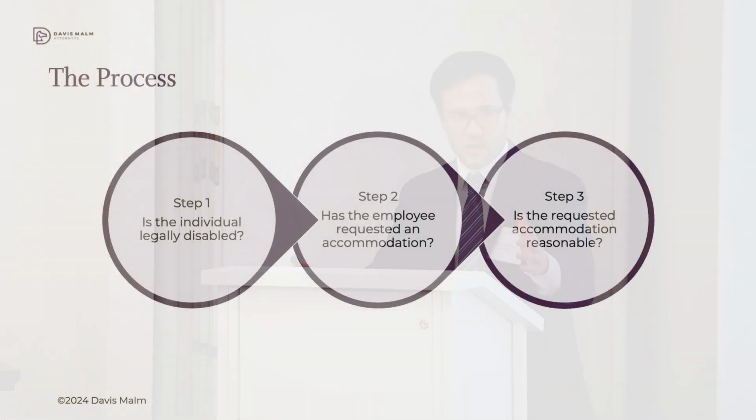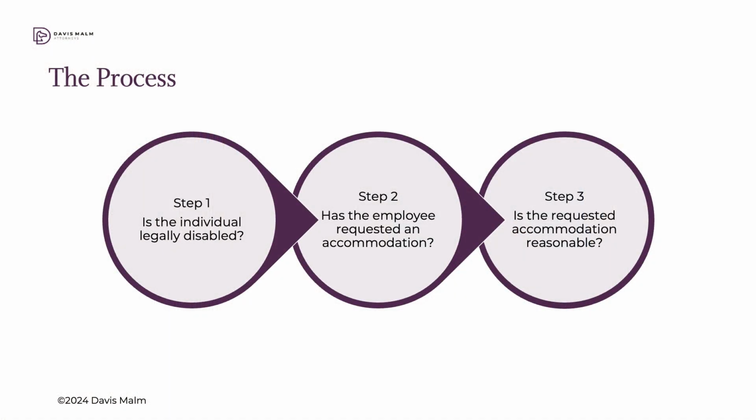So when it comes to reasonable accommodations, there's really three steps to consider. The first is the individual legally disabled, as that term is defined under the ADA and Chapter 151B. Step two is, has the employee requested an accommodation, or do they appear to need an accommodation? Are they regarded as needing an accommodation? We'll get into that. And then step three is the requested accommodation, if they brought up a specific one, or if you're working through different accommodations to deal with, is that accommodation reasonable?